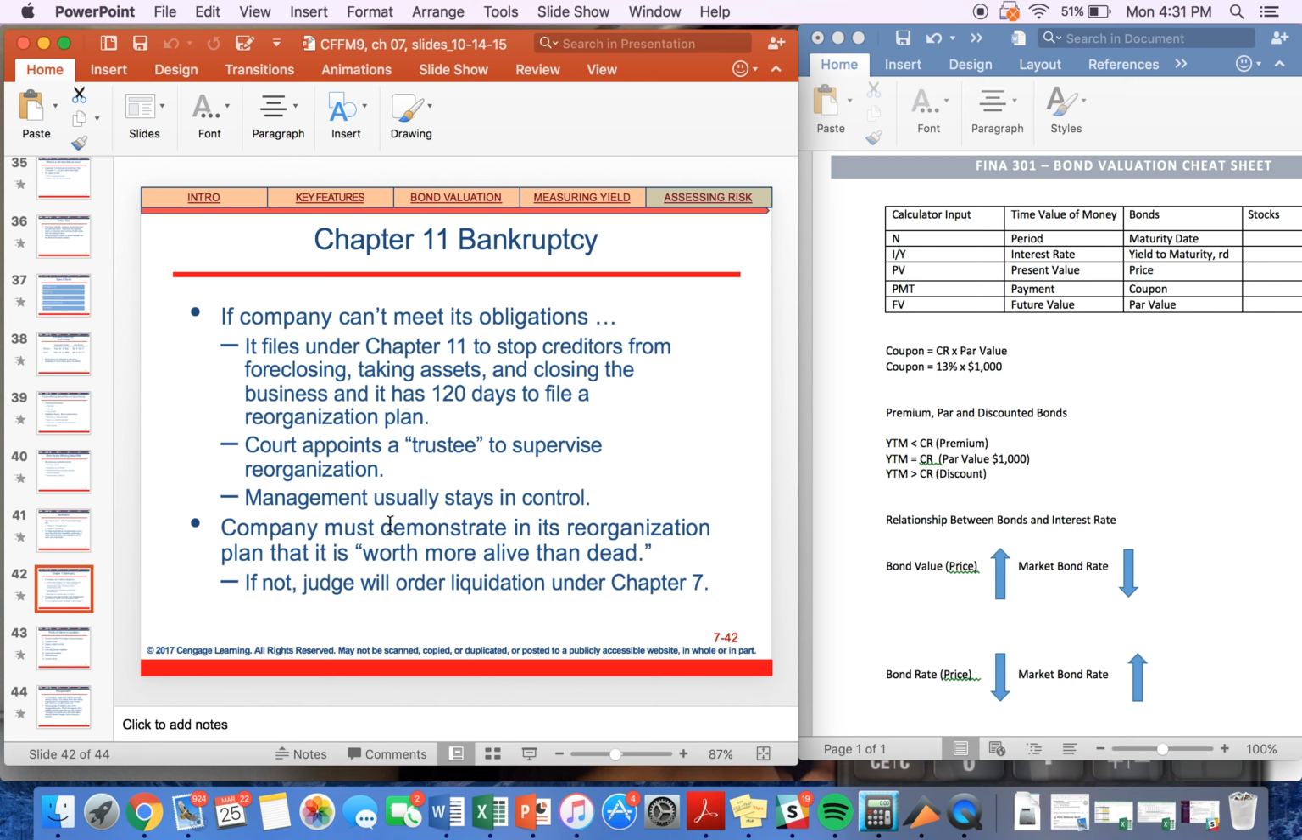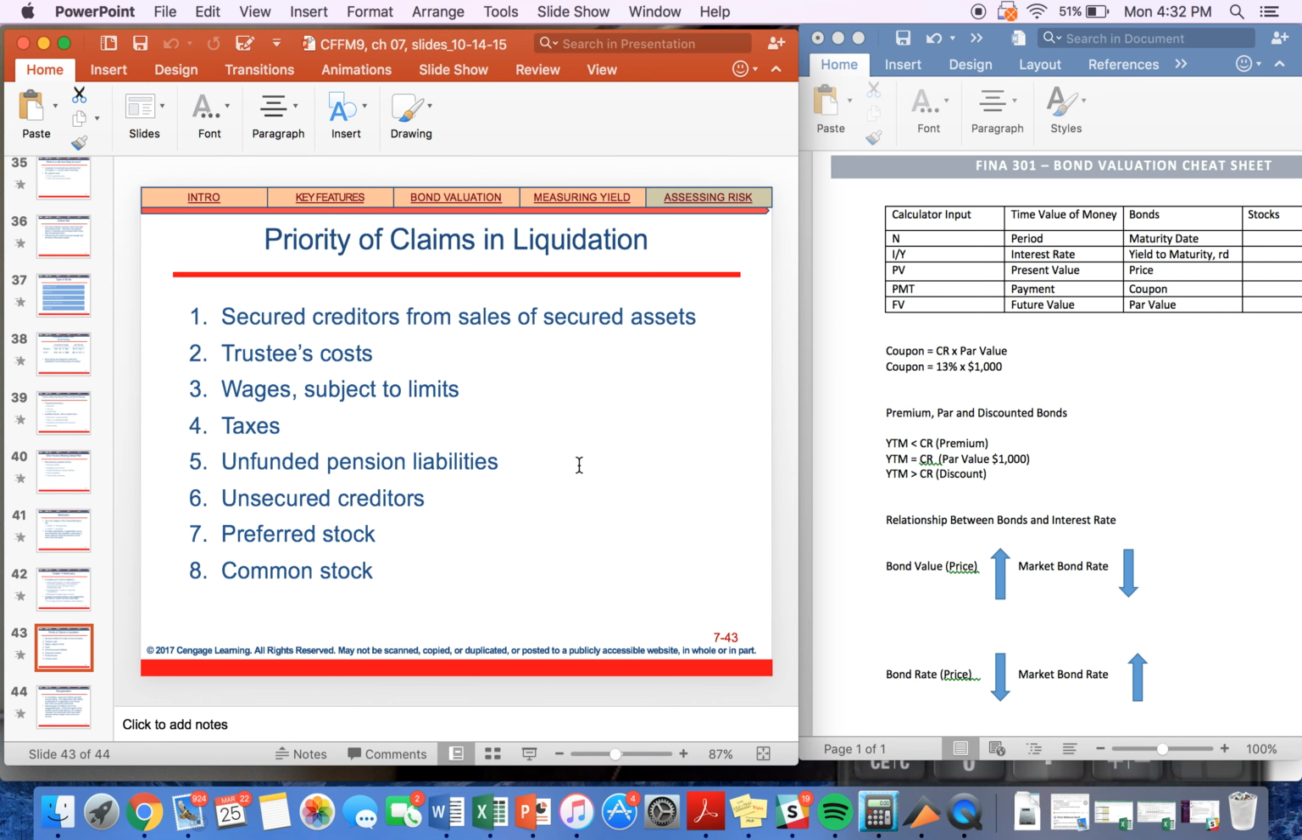The company must demonstrate in 120 days that it is better reorganized and it is worth more alive than dead. If it can't do that within 120 days, the bankruptcy court will order liquidation and file a Chapter 7 on the company. So, Chapter 7, we're going to liquidate everything. We're going to try to get money out of everything, and we're going to shut down.